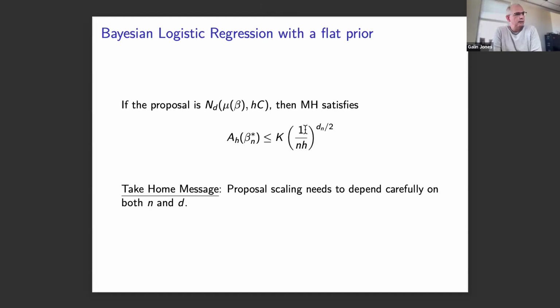In this case, you have 1 over n times h, where h is the scaling here, so you still have this n and this d times n. And so it's very clear that you're going to have to accommodate both the sample size and the dimension in your scaling parameter if you want to avoid failure.